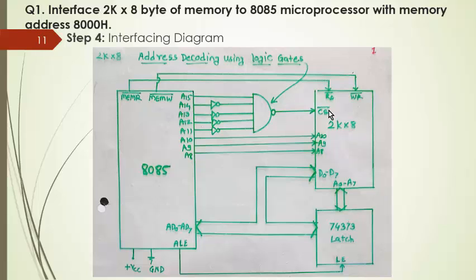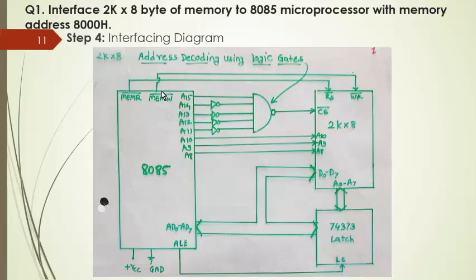This is your NAND gate that we have discussed in the previous step. A15 is connected as it is to the NAND gate, and A11 to A14 pass through 4 NOT gates. The output of this NAND gate is connected to the chip select signal, an active low input signal. The read bar and write bar control signals of the 8085 microprocessor you have to connect as they are to the read bar and write bar of the memory device.